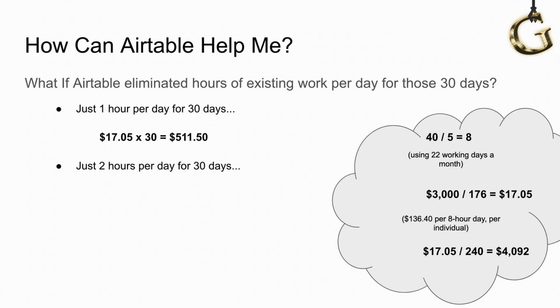We're going to compensate for that time in the next slide, but for now we're just going to understand that we're saving over $500 just eliminating one working hour a day for one individual. If you have a team of employees, we're talking massive amounts of money. So what if we just eliminated 2 hours per day for 30 days? That's 60 hours in that 30-day period. And that's over $1,000 in that 30-day period that we've saved.